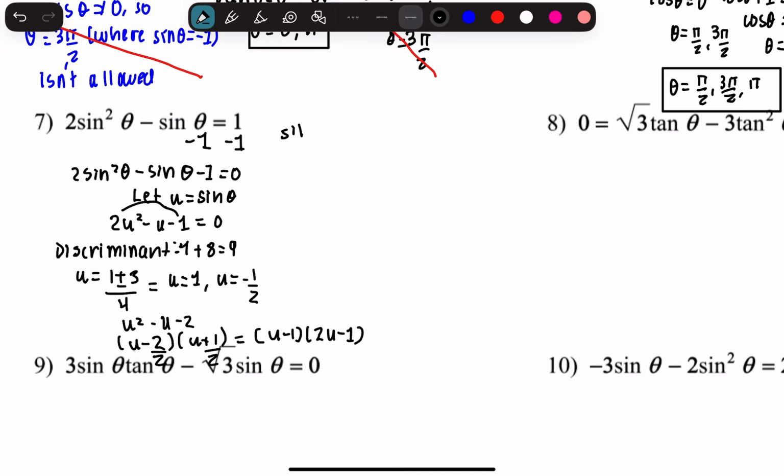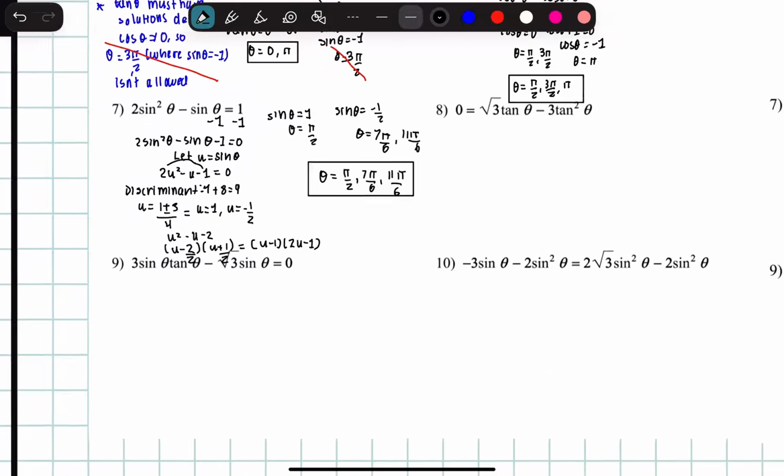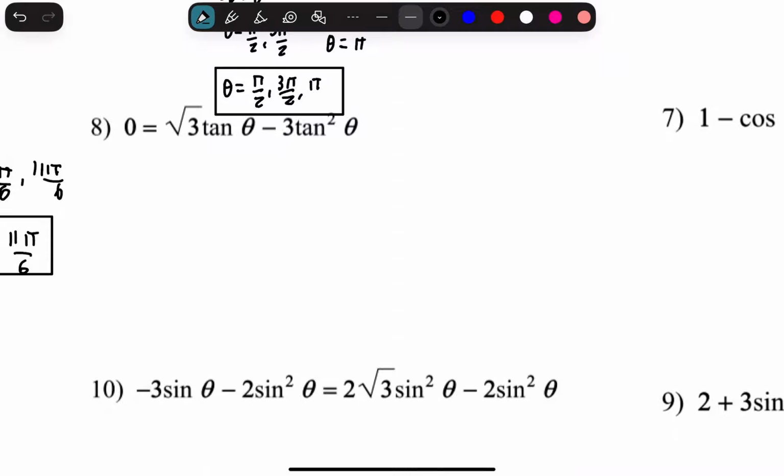So sine theta is equal to 1, which means theta would equal pi over 2, and sine of theta is equal to negative 1/2, which means theta is equal to 7 pi over 6 and 11 pi over 6. So you can just write down all the solutions together. Now you have theta is equal to pi over 2, 7 pi over 6, and 11 pi over 6. Those are all your solutions on the interval. Now let's move on to question 8. Factor.